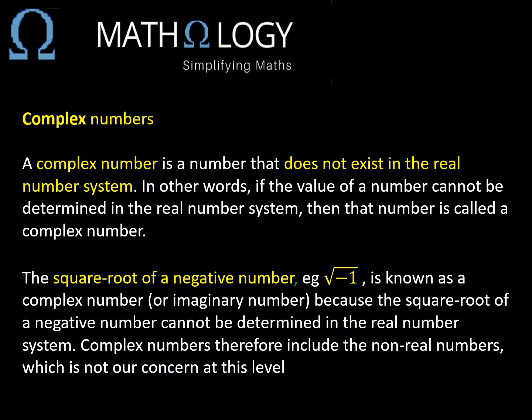A complex number is a number that does not exist in the real number system. In other words, if the value of a number cannot be determined in the real number system, then that number is called a complex number. The square root of a negative number, for example the square root of -1, is known as a complex, or imaginary number, because the square root of a negative number cannot be determined in the real number system. Complex numbers therefore include the non-real numbers, which is not our concern at this level.